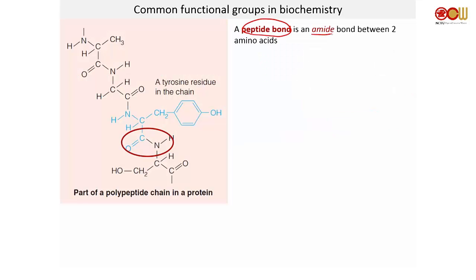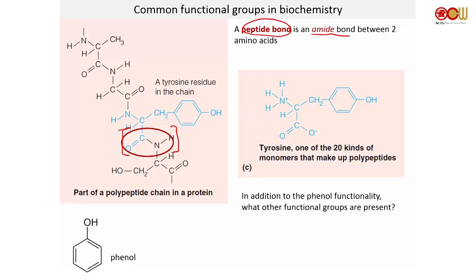A peptide bond is an amide bond between two amino acids. So what is a peptide bond? This thing is a peptide bond, the thing that's circled in red. For example, the thing in color, we usually call it a residue. This particular residue is a tyrosine residue. This thing is called tyrosine, and tyrosine is one of the 20 kinds of monomer that make up your polypeptides.